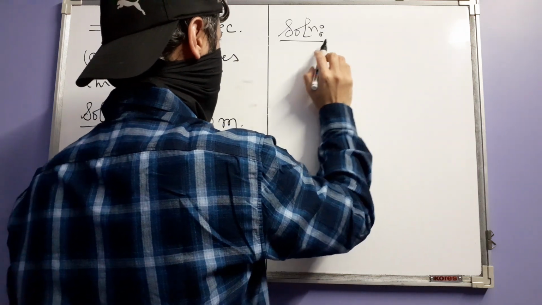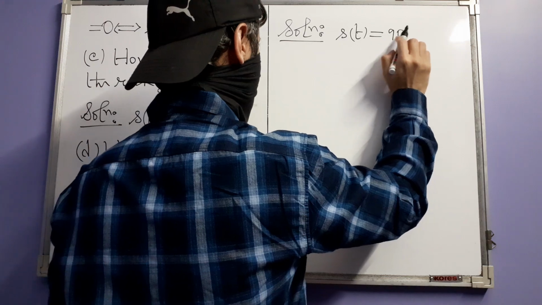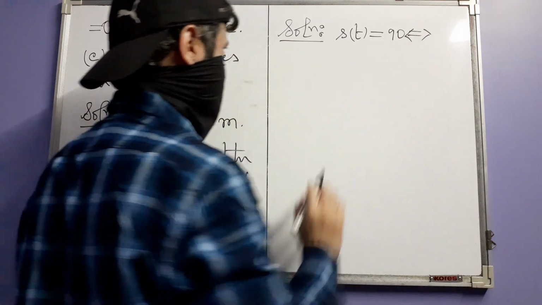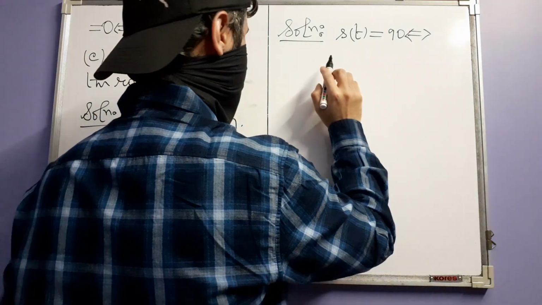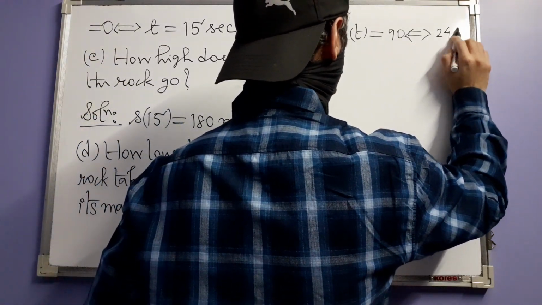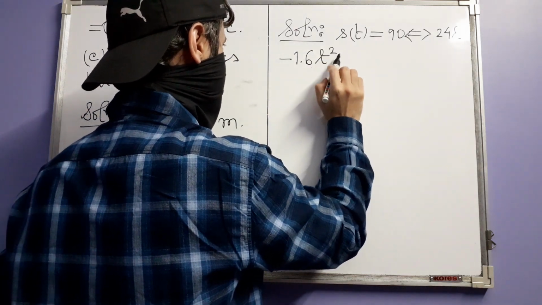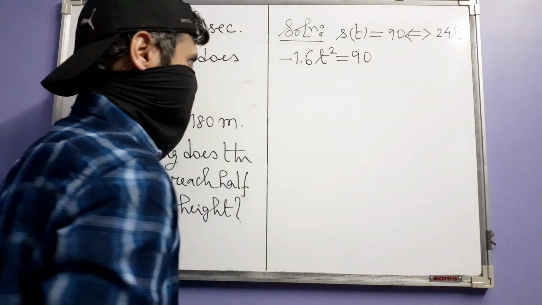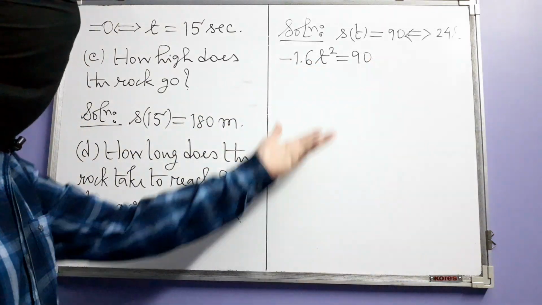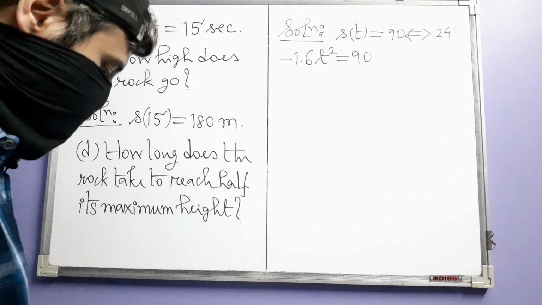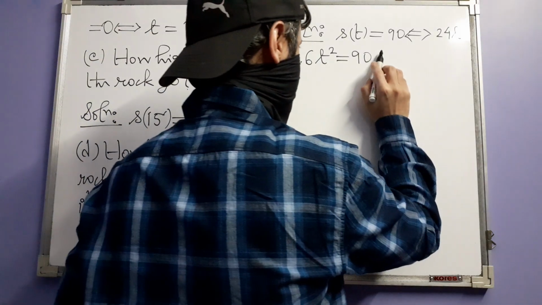So this is what you now have to solve. You have to solve this equation. In other words, 24t minus 1.6 t square equals 90. Now I am of course not going to solve it here in detail. It's a quadratic equation, you can solve it yourself. And the values that you are going to get ultimately are these.